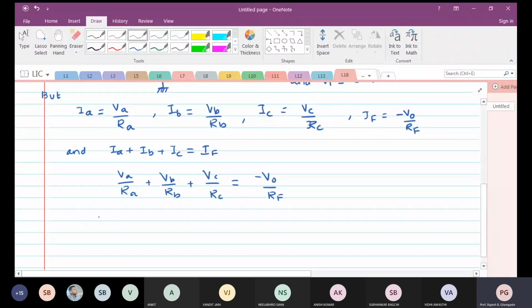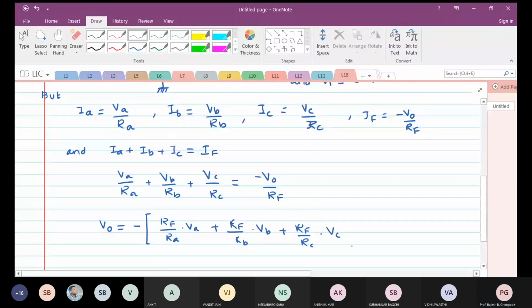So now what is going to be the value of VO? The output voltage VO is going to be negative: RF by RA into VA plus RF by RB into VB plus RF by RC into VC. Understood?